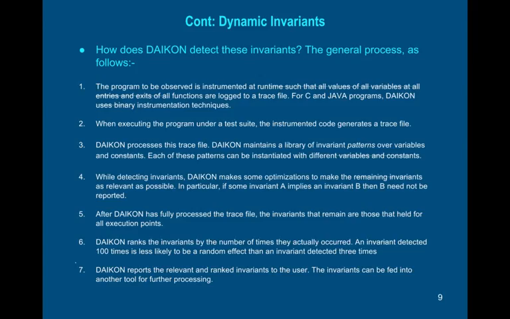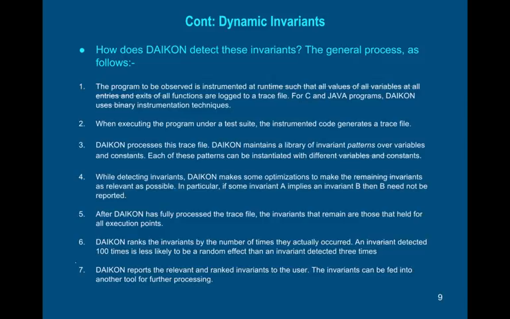How does DAIKON detect these invariants? The general process goes as follows. First, the program to be observed is instrumented at runtime such that all values of all variables at all entries and exits of all functions are logged to a trace file. For C and Java programs, DAIKON uses binary instrumentation techniques. Second, when executing the program under a test suite, the instrumented code generates a trace file.